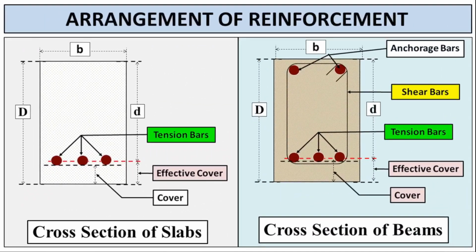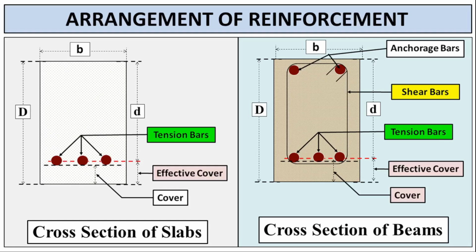This slide shows the arrangement of reinforcement in a singly reinforced section. On the left, we see the cross-section of a slab. The rectangle represents the concrete. The B indicates the width, and capital D the overall depth. The small d represents the effective depth, measured from the compression face to the centroid of the tension reinforcement. The red dotted line marks the location of the main tension bars.